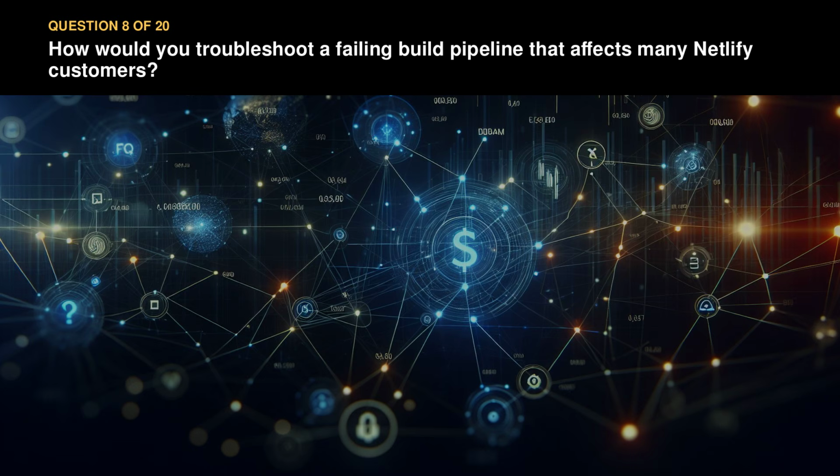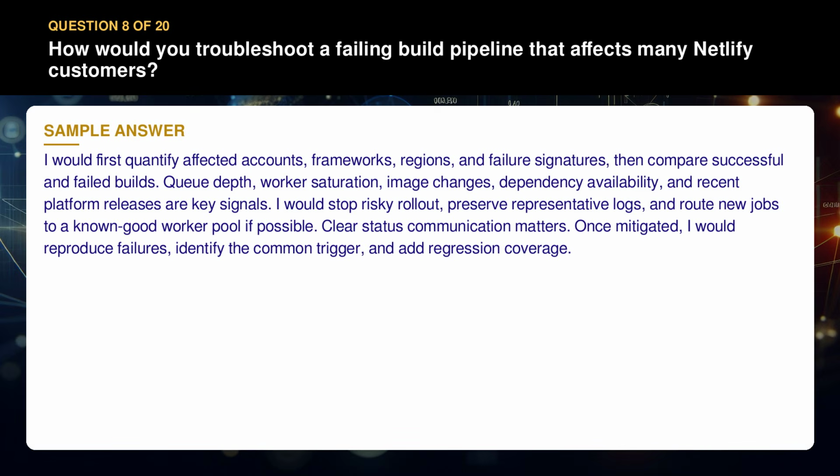Question 8. How would you troubleshoot a failing build pipeline that affects many Netlify customers? I would first quantify affected accounts, frameworks, regions, and failure signatures, then compare successful and failed builds. Queue depth, worker saturation, image changes, dependency availability, and recent platform releases are key signals. I would stop risky rollout, preserve representative logs, and route new jobs to a known good worker pool if possible.